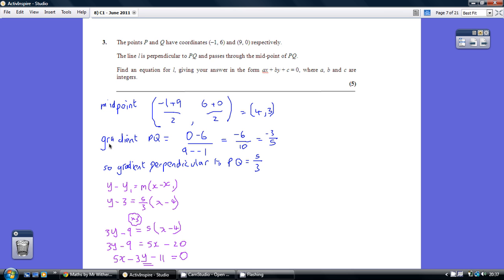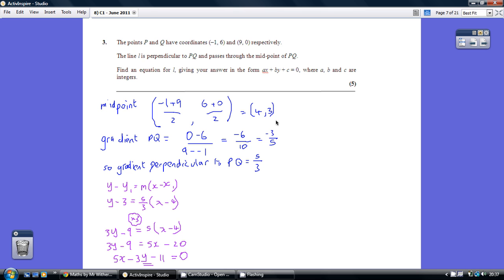Now that's the gradient of PQ, but my line L is perpendicular to this, so to work out the gradient of a perpendicular line, you take the gradient and you flip it over and change the sign. So the gradient of my perpendicular is 5 over 3. So I'm now fully armed to use this formula.